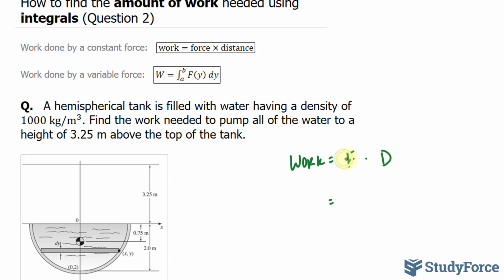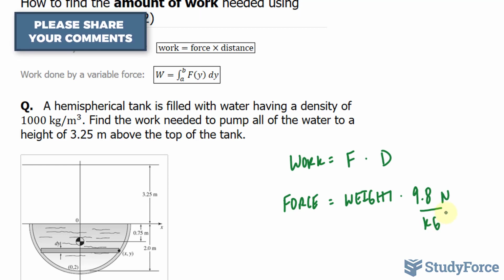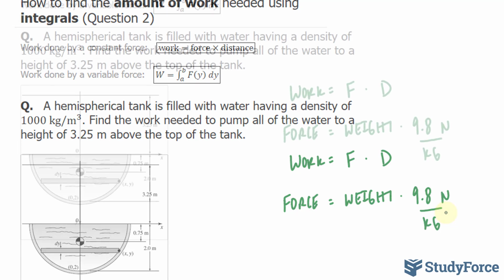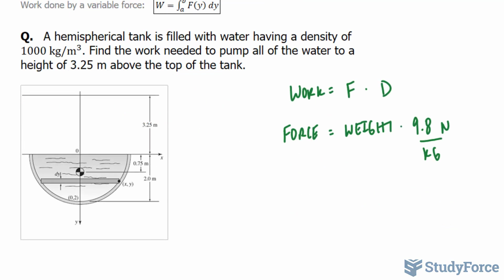We'll need to define what force is and distance is. I know that force is equal to the weight of the water times the constant 9.8 newtons per kilogram, which is useful for measuring the force applied by gravity on each kilogram of mass. Now, I don't know the weight of this water, so I need to define weight now. Weight is equal to the volume of the water times its density, which is given to us.